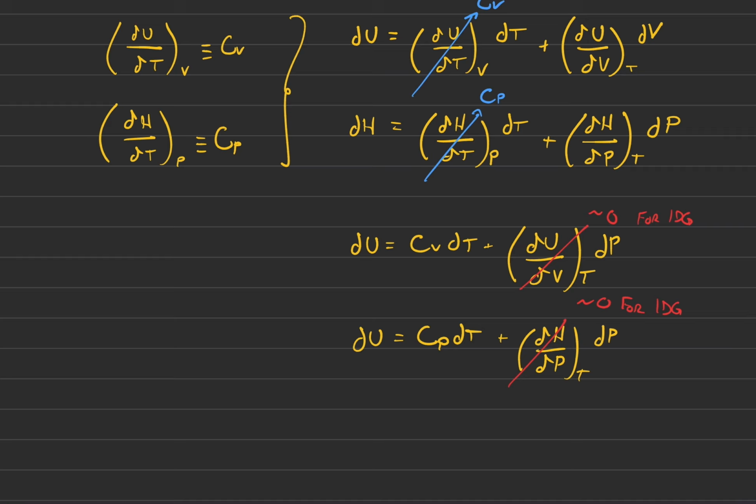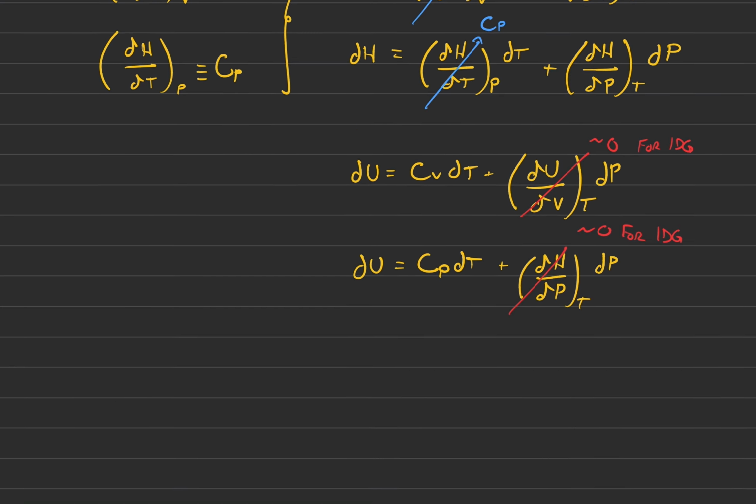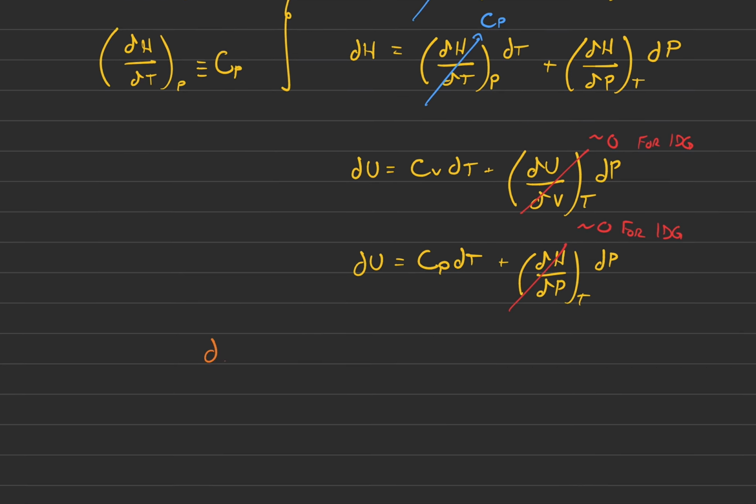But what we're trying to show here is that in ideal situations, or in approximate situations, you could say that the differential change in internal energy is approximately going to be equal to the constant volume heat capacity times the differential temperature, and the differential change in enthalpy is going to be approximately equal to the constant pressure heat capacity times the differential temperature.